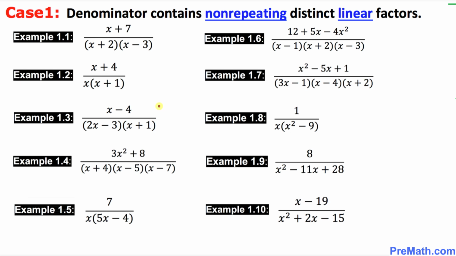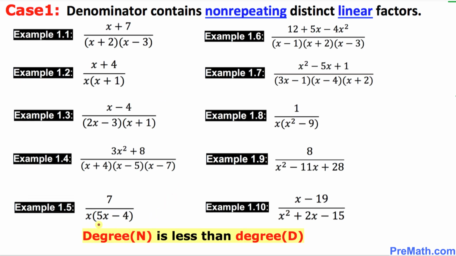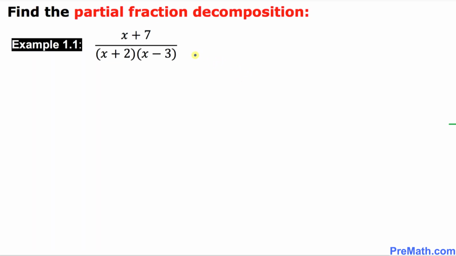I would highly recommend you to pause the video and look at all these 10 examples. And I will be going over each and every example later on. And one more thing, just keep in your mind that the degree in the numerator must be less than the degree in the denominator. That is a very crucial part. And you can see in all of our examples, the degree in the numerator is less than the degree in the denominator. And here is the very first example.